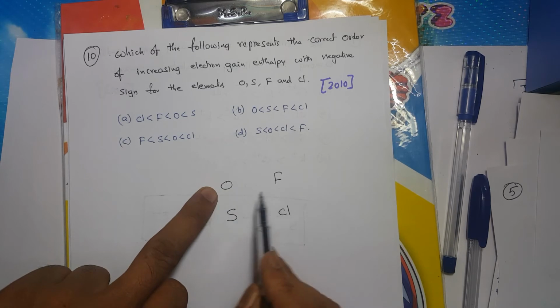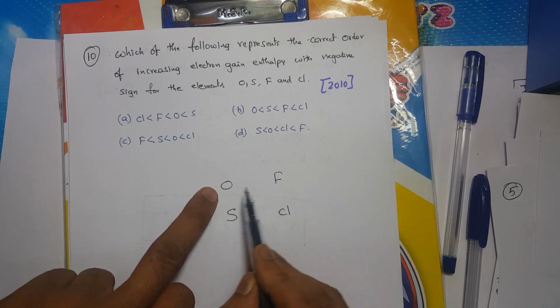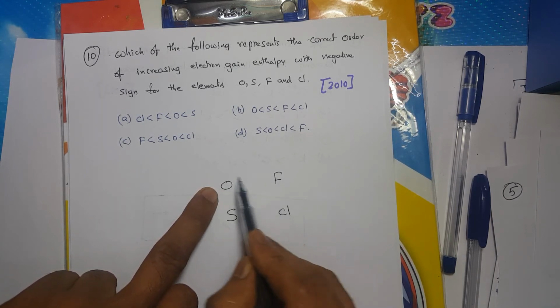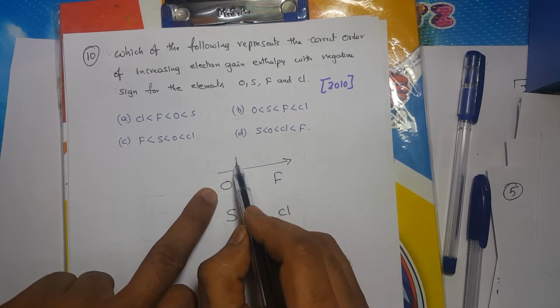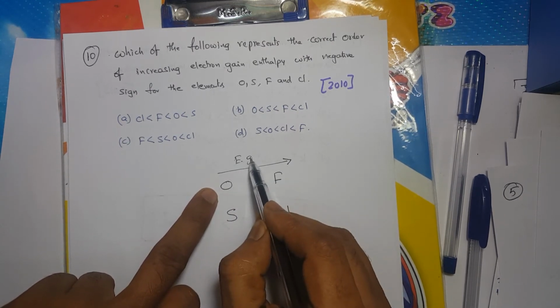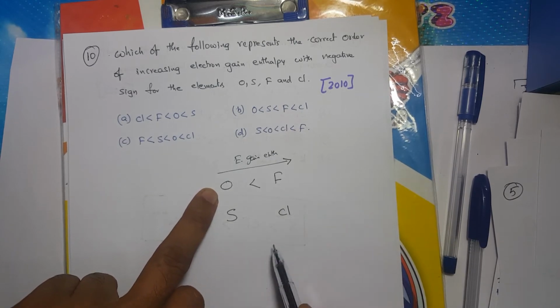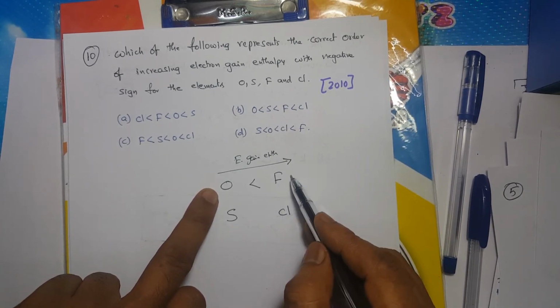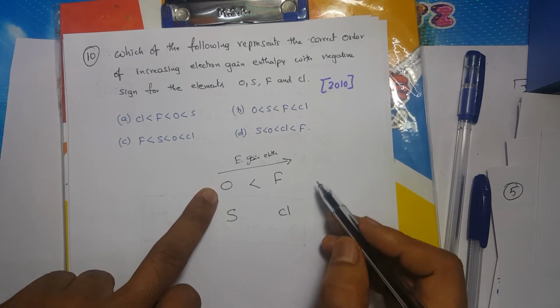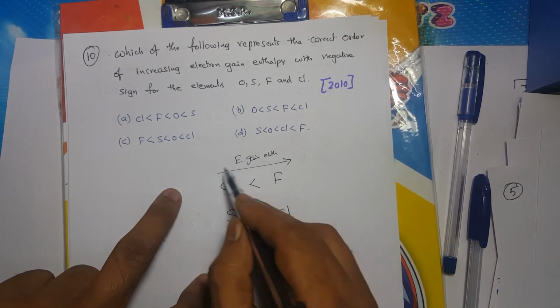Electron affinity, what happens with the size? Size decreases in a period, and electron gain enthalpy increases. So comparing oxygen and fluorine, which one has a higher electron gain enthalpy? Fluorine has the higher enthalpy. But what happens in the group case?